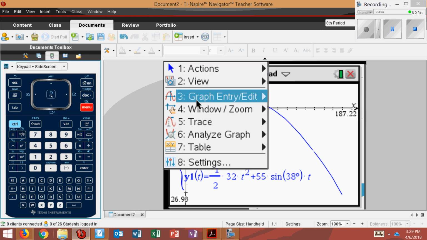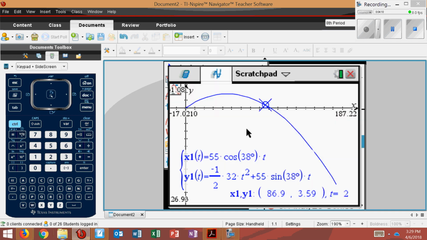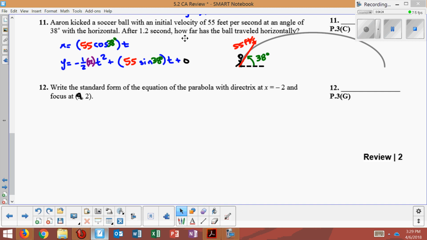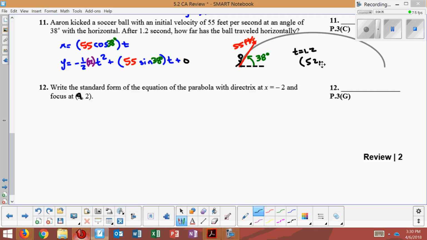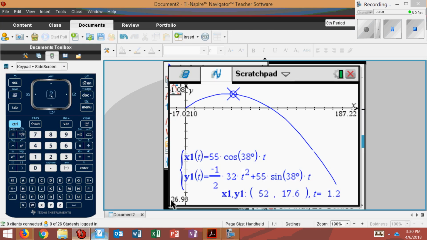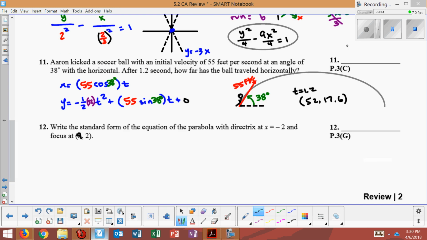But what we have to find is how far has it traveled when we get to 1.2 seconds. So we're going to do graph trace, and I'm going to look back for when t is 1.2, which is right there. At 1.2 seconds, the ball's flown 52 feet horizontally and 17.6 feet vertically. What are we supposed to find? How far has the ball traveled horizontally? So when t equals 1.2, the value I had over here was 52 for the x and 17.6 for the y. Horizontally, it's traveled 52 feet. That would be your answer.